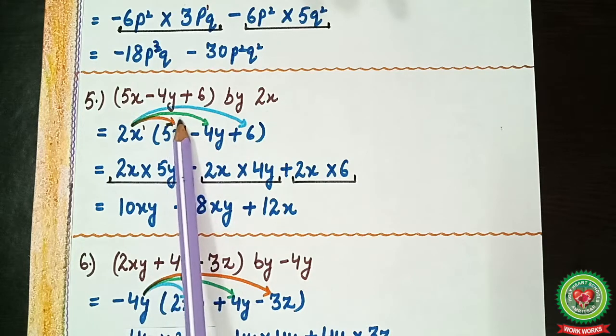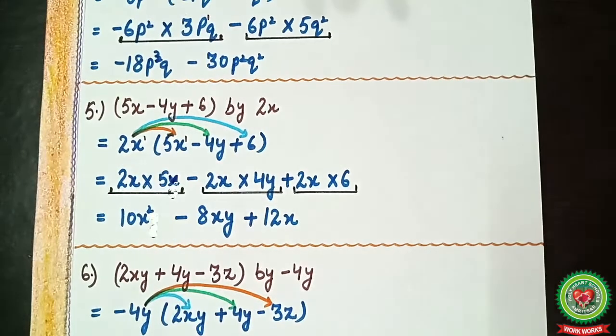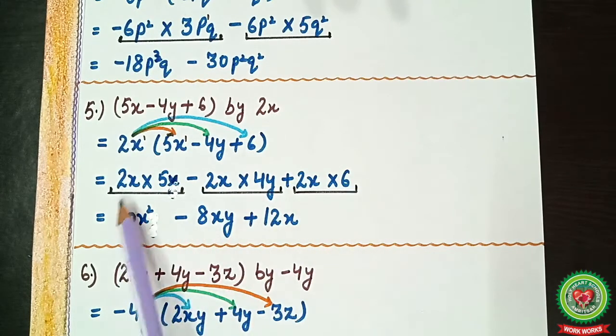So here you can see that 5y. So now next is minus 2x into 4y. Again here plus 2x into 6. Now here if you multiply 2 with 5 you will get 10x into x, that is x squared.